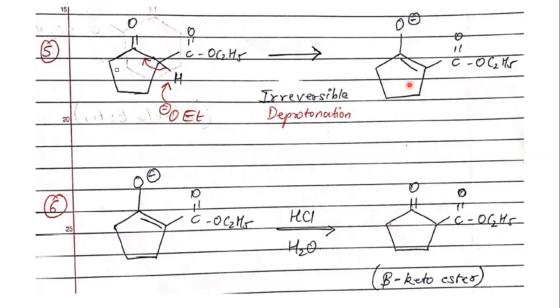In your Claisen condensation also, you had a similar enolate formation after irreversible deprotonation. You can see here it is a unidirectional arrow. This is going to be your driving force. Last step, again, I need to make a beta keto ester. So again, this reactive enolate is going to be protonated using your acid workup, and you'll eventually get your beta keto ester back.